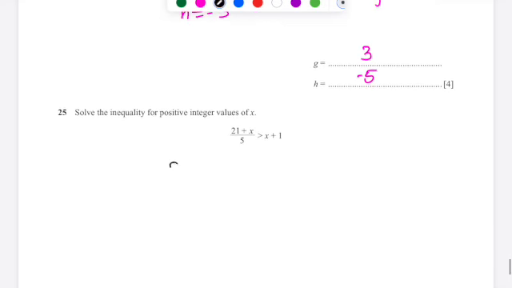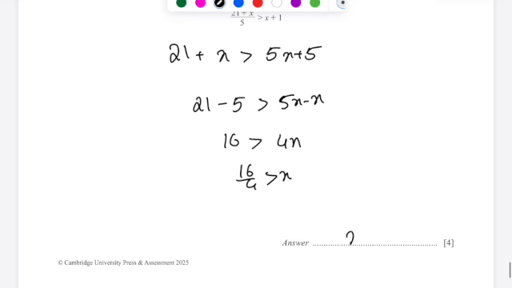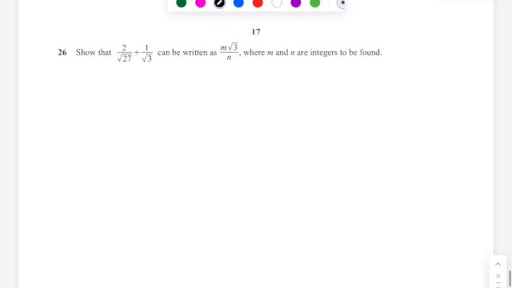Solve the inequality. Cross multiply. 21 plus x is greater than 5x plus 5. So 21 minus 5 is greater than 5x minus x. 16 is greater than 4x. 16 by 4 is greater than x. So x is less than 4.